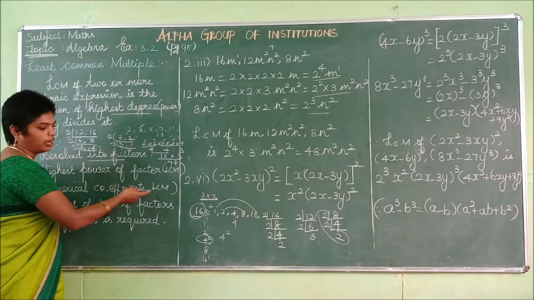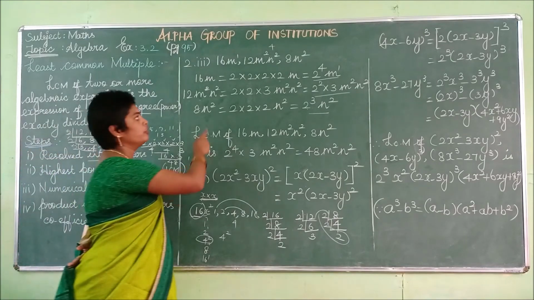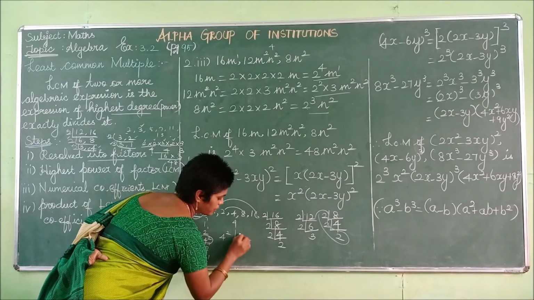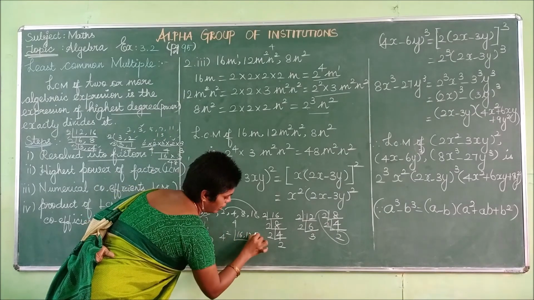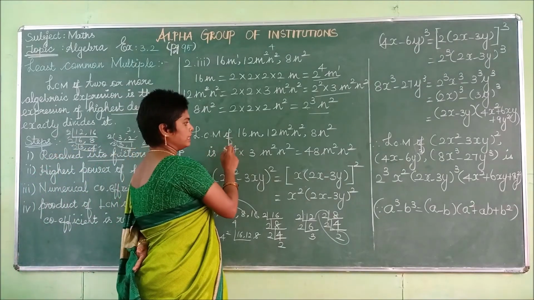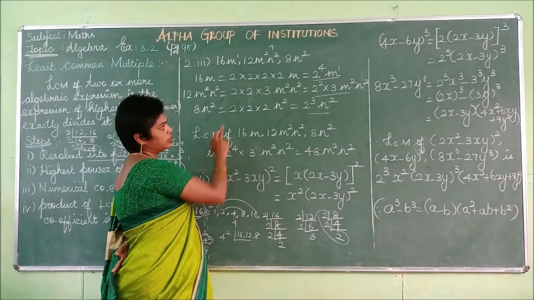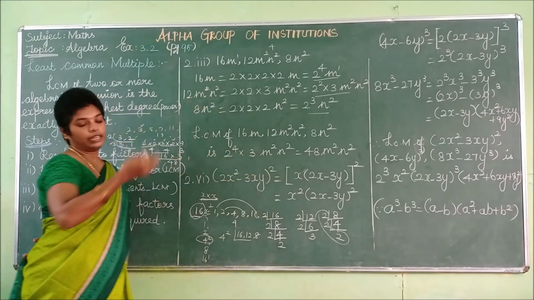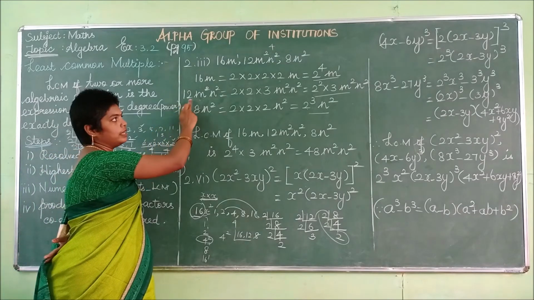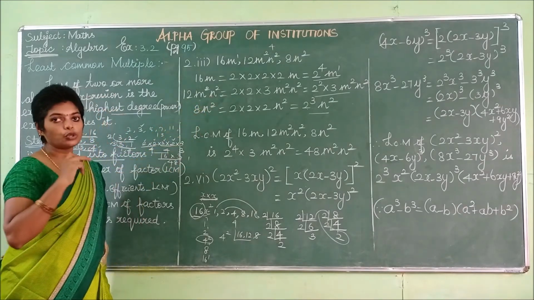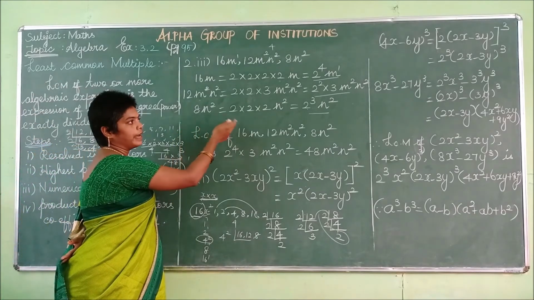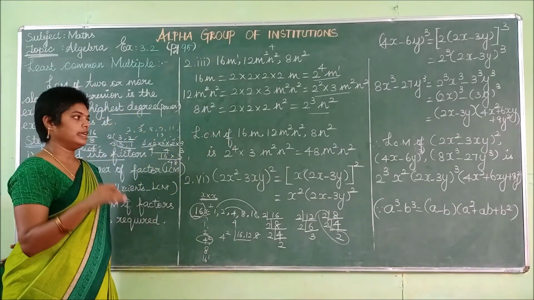Numerical coefficient, how to find LCM. You have to find it for each and every term. Or else you can do it in the simplest method, with 16, 12, 8. In this way also you can find the LCM. So 16m can be rewritten as 2 power 4 into m. This 12 m squared can be written as 2 power 2 into 3 m squared. Then 8 m squared can be rewritten as 2 power 3 m squared.